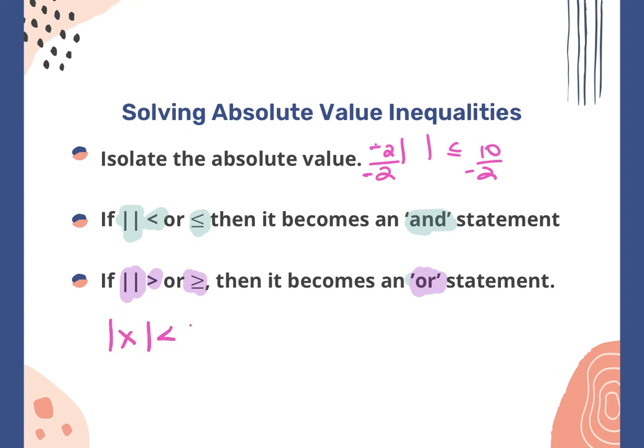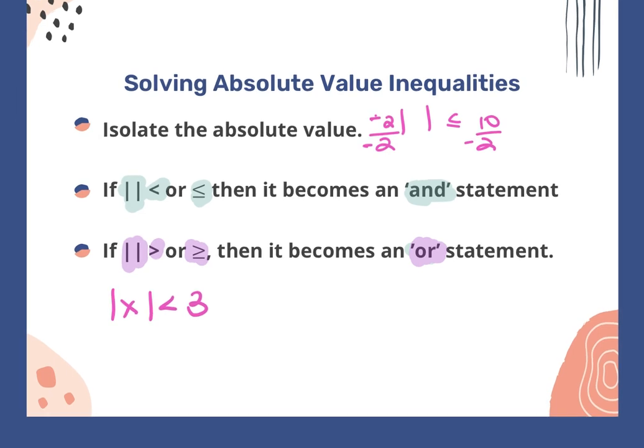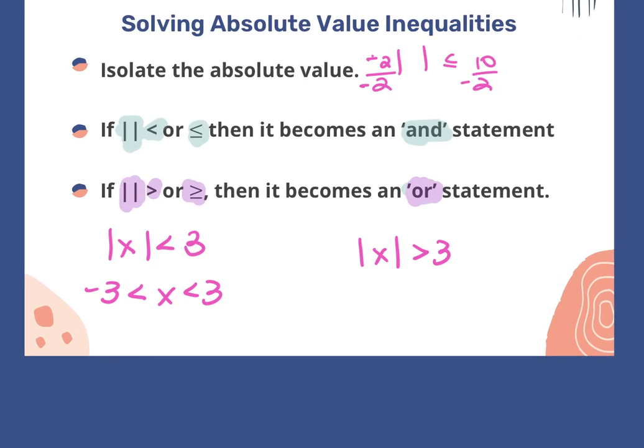I'm going to start with the basics. If this said less than 3, then I make it an and statement, which means I take the opposite of 3 and put it on the left. I make the sign go in the same direction, and I finish out the original. So with an absolute value inequality, you have to determine if it's and or or, and then build your and or or statement. If it said absolute value of x was greater than 3, now it becomes an or statement. I still do the negative 3, and the sign going in the same direction with the x, but then I stop, write or, and follow through the rest without the absolute value.